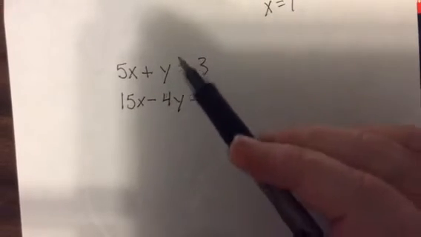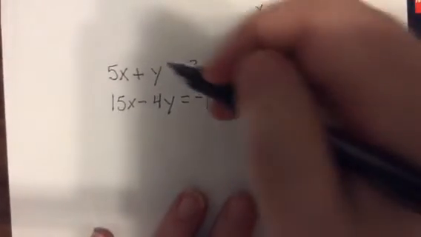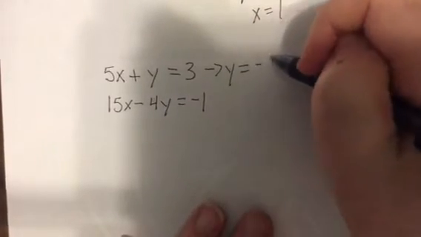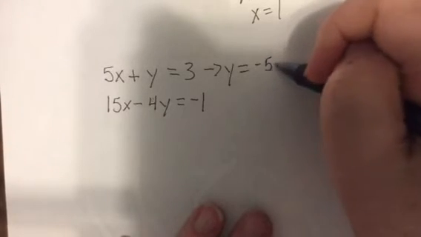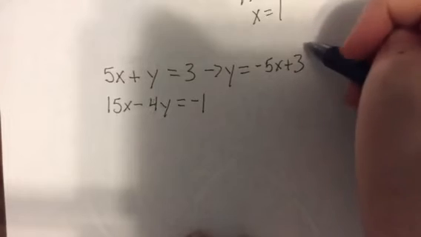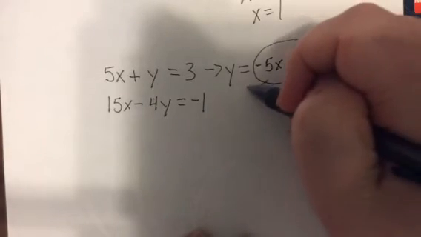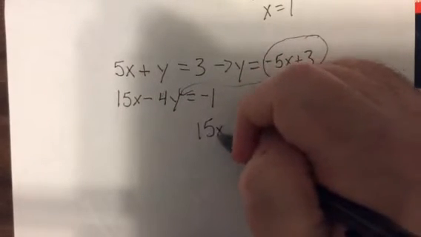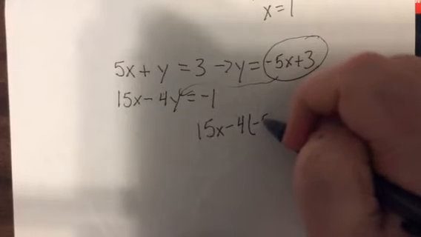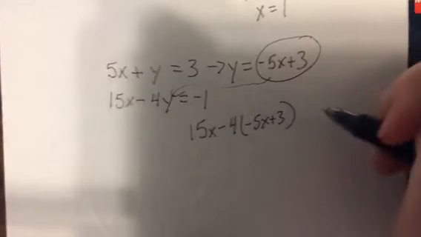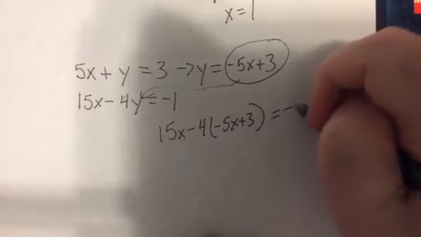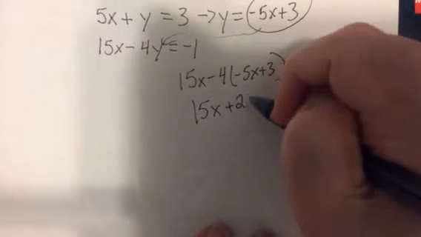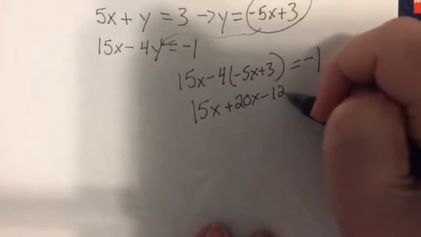Okay, freeze the machine and do this one now. Okay, so I would solve for this y. So y equals minus 5x plus 3. So woohoo. Put this in for y. So we'd have 15x minus 4 times minus 5x plus 3 equals negative 1. So I'd have 15x plus 20x minus 12.